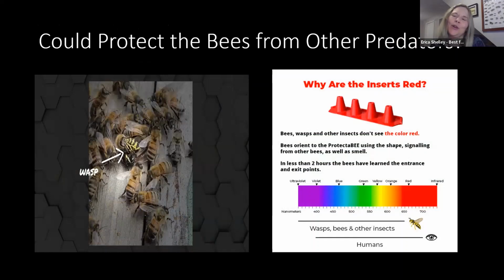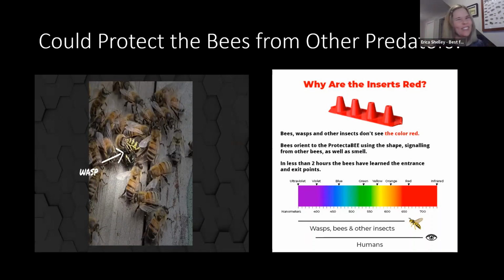Why it would protect against other predators: we picked the color red because bees don't see red. By having it so that the bees could not see red, that means they weren't going to try to go in through the out, right? They couldn't get on, they wouldn't look for those edges and try to get in. They would just see kind of this gradient where they were supposed to go in. And they orient to the shape. They also have the smell. And when we first put it on, there'll be some fanning as well. So they figure out the in and out, but they're not trying to get in through the out. That was why we originally did red.